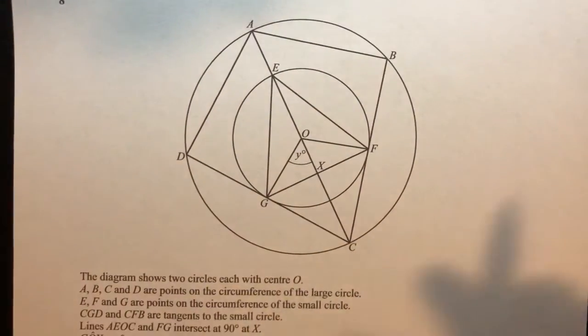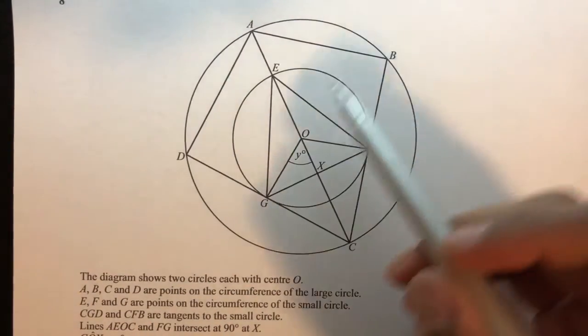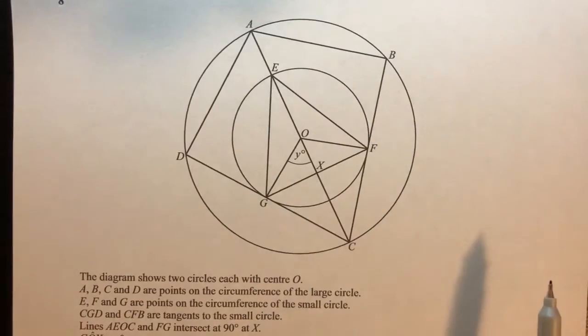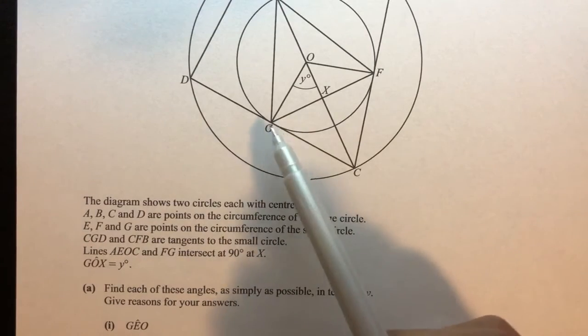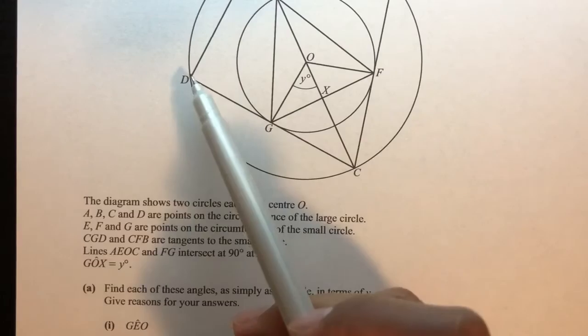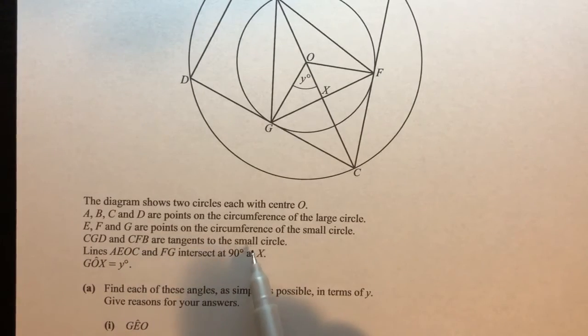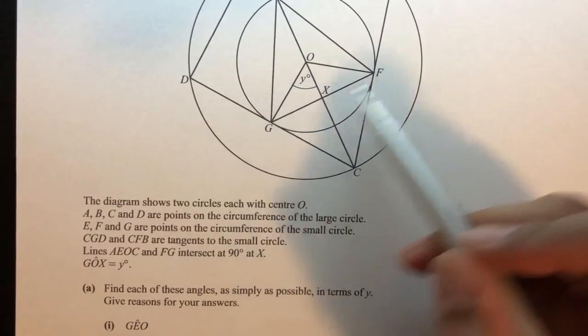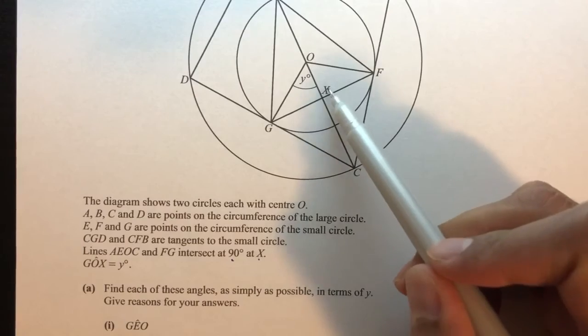Question number 8. So here we have two circles, center O. This is a big circle and a small circle, with the same center. These are the points, and we have C, G, D and C, F, P. CGD and CFP are tangents to the small circle, which means this is 90 and this is 90, right? Now we have lines intersecting at X at 90. This will be 90 here, 90 here.